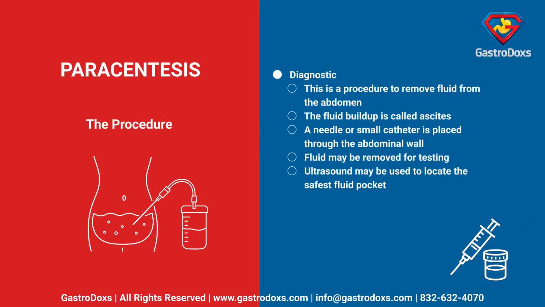Diagnostic. This is a procedure to remove fluid from the abdomen. The fluid buildup is called ascites. A needle or small catheter is placed through the abdominal wall. Fluid may be removed for testing. Ultrasound may be used to locate the safest fluid pocket.